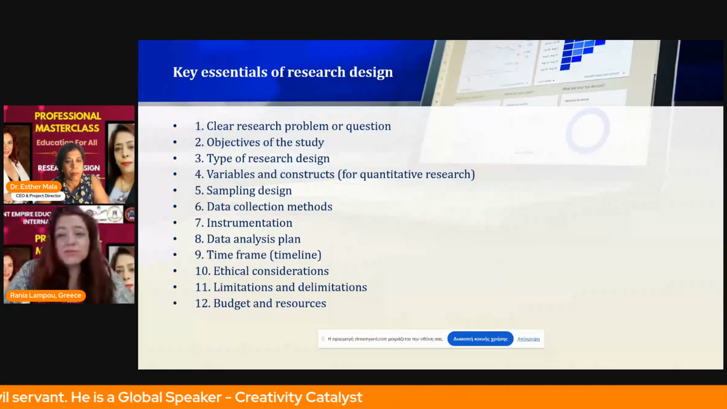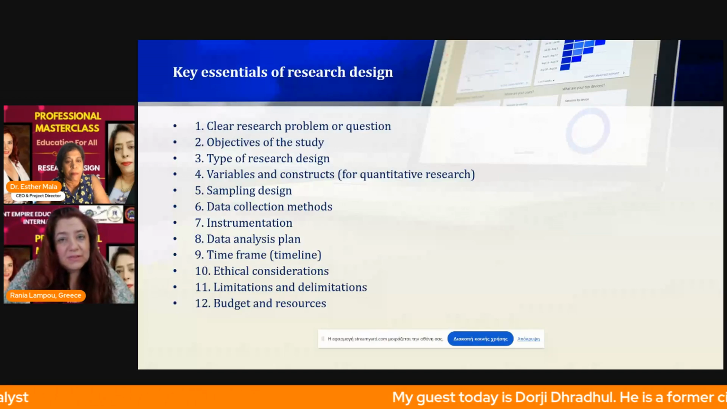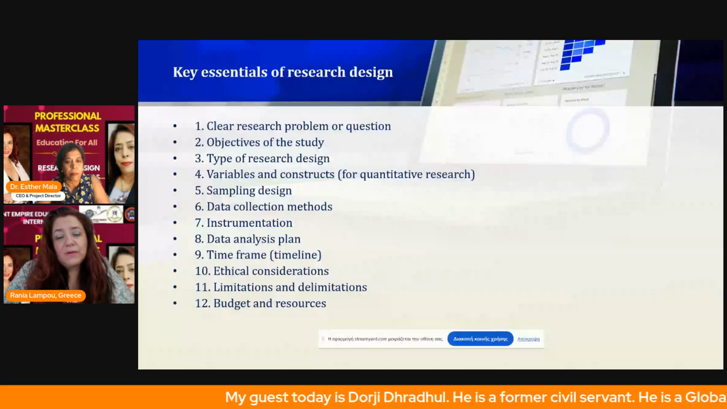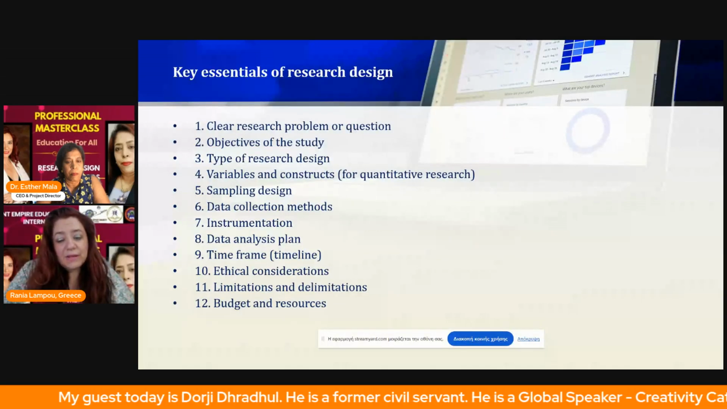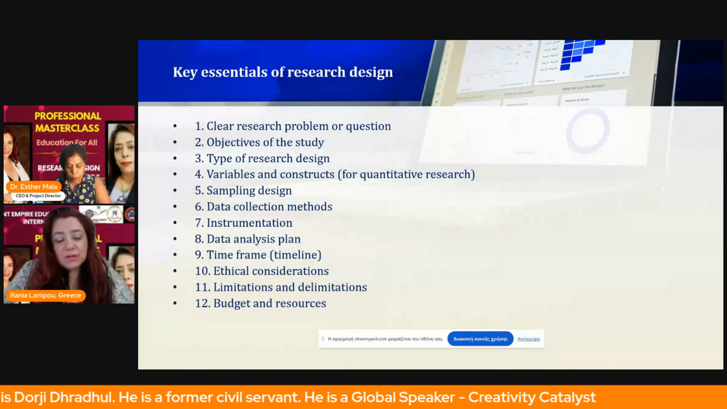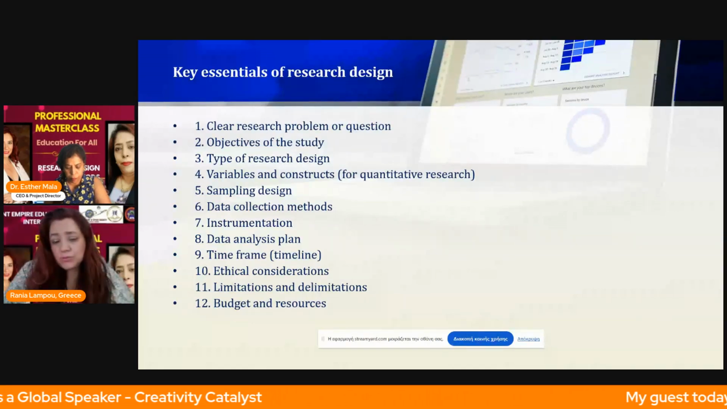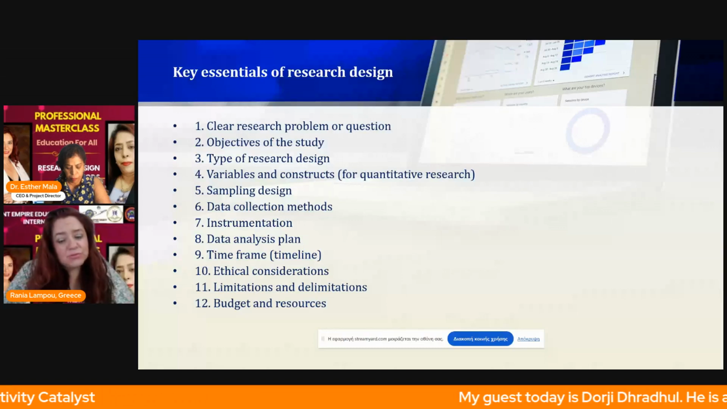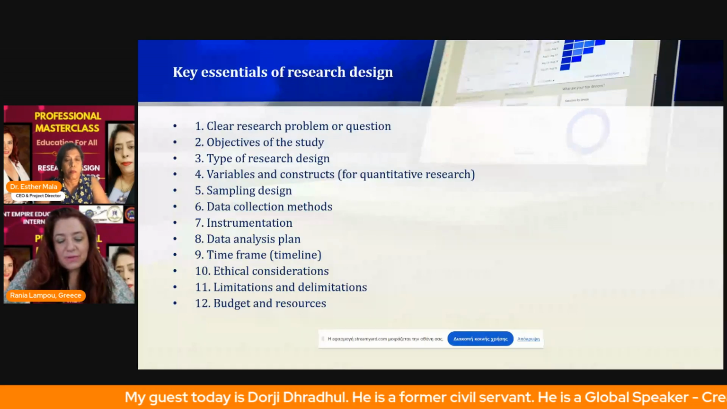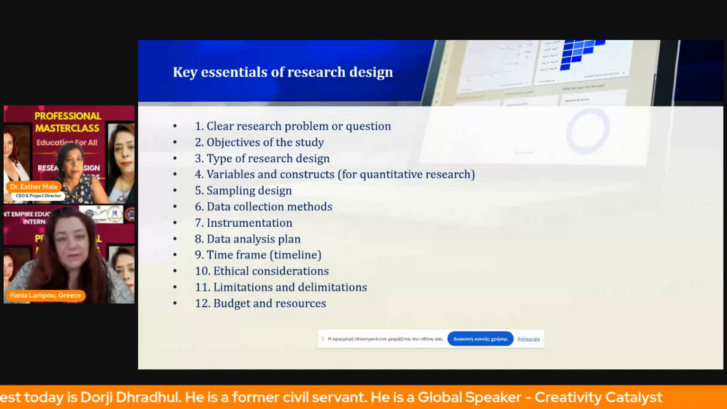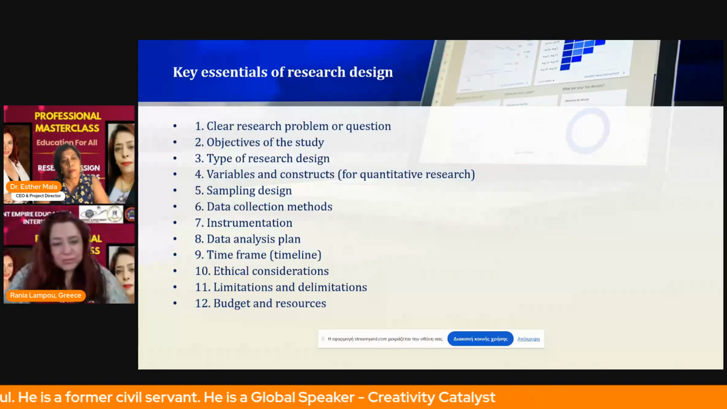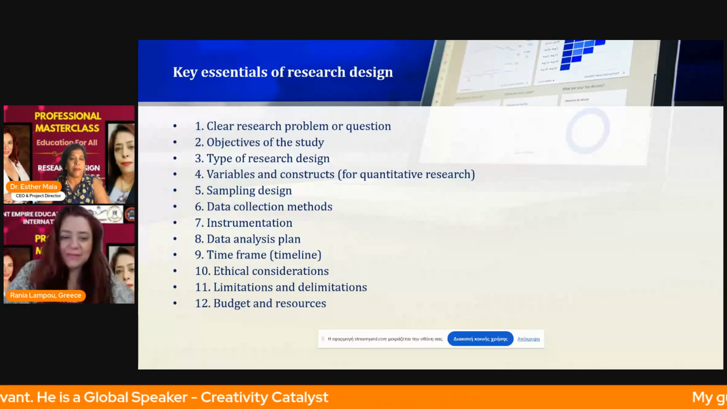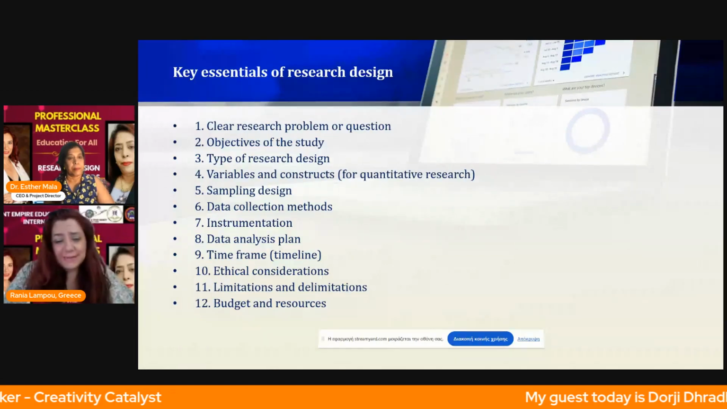The ethical considerations always start from informed consent, anonymity, confidentiality, the avoidance of harm, and the ethical approval from the committees, the ethical review boards or ethics committees. The limitations: constraints outside the researcher's control, everything which is outside the researcher's control is a limitation, and the delimitations, there are boundaries intentionally set by the researcher, for example, when we only study a specific age group. The budget and resources, these are related with feasibility: personnel, tools, travel, materials, etc.